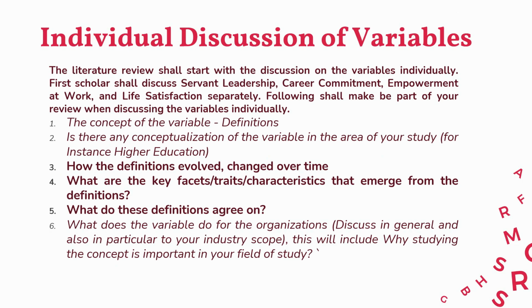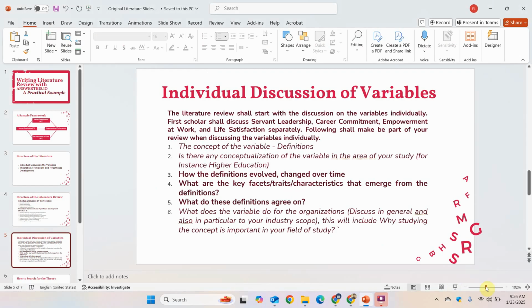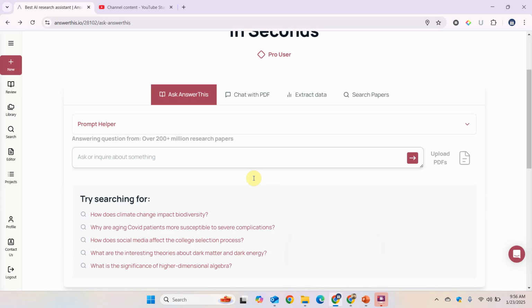If we are writing the individual discussion on variables, we normally start by writing the definitions. Now, there are ways to search definitions. You have to individually go into the research papers and search for those definitions. Where AnswerThis.io can help us is that it can get us all those papers, and then we can use those papers to identify the relevant definitions. So it is saving us hours and hours of time.